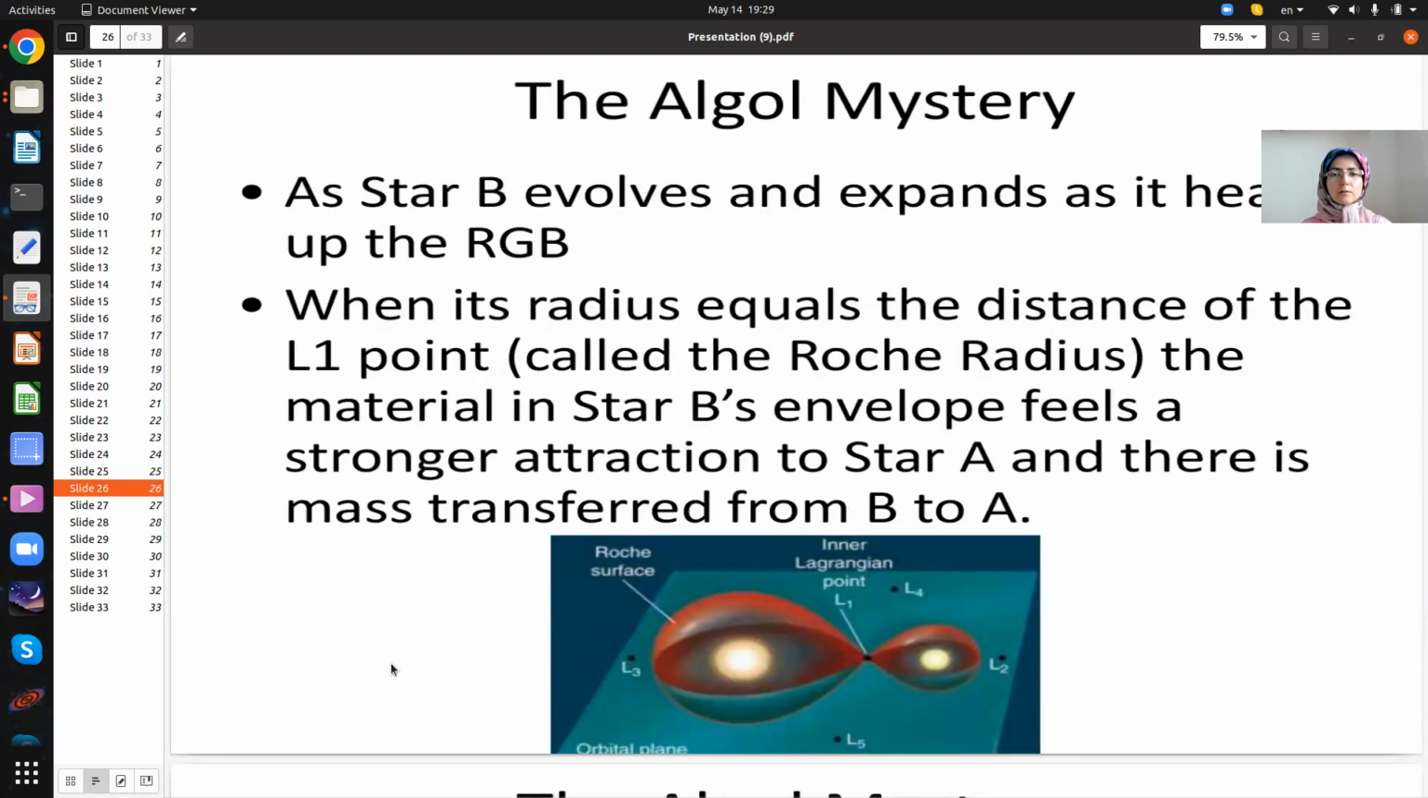As star B evolves and expands as it heads up the red giant branch, its radius equals the distance of the Lagrangian point 1, called the Roche radius. The material in star B's envelope feels a stronger attraction to star A, and there is mass transfer from B to A. As you see here, Roche surface, inner Lagrangian point L1, orbital plane.